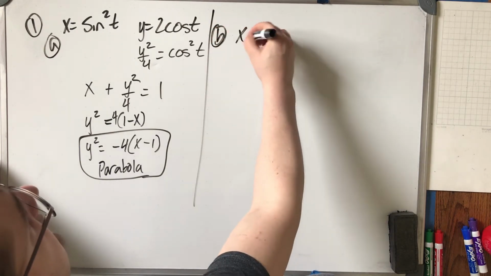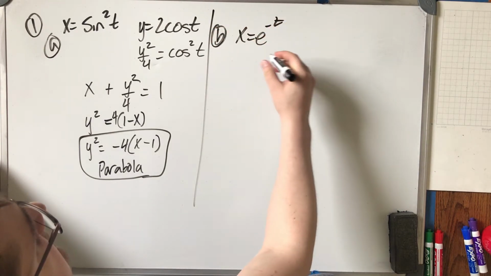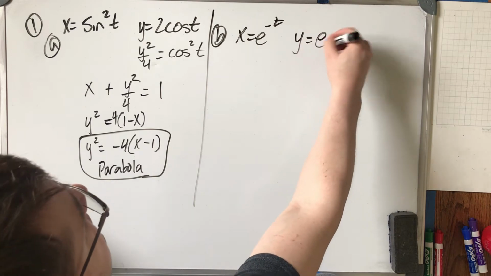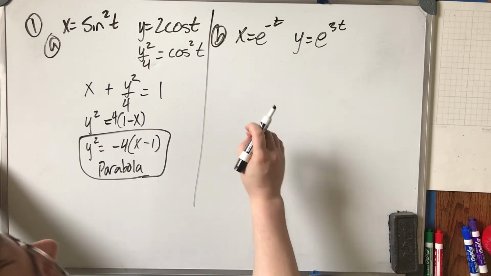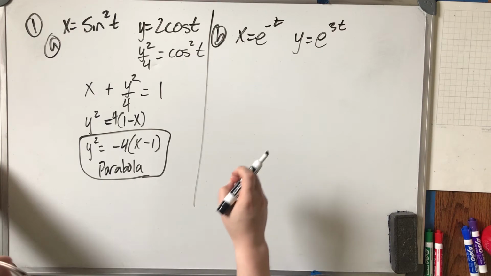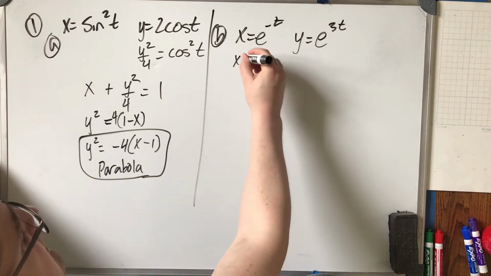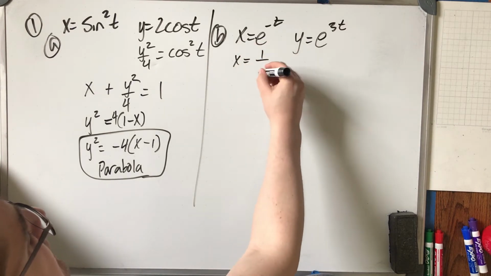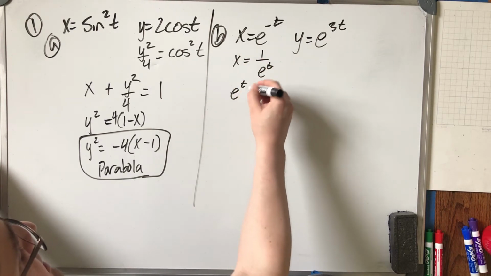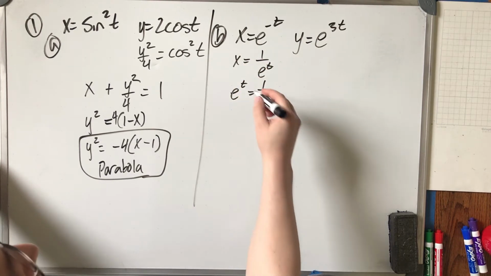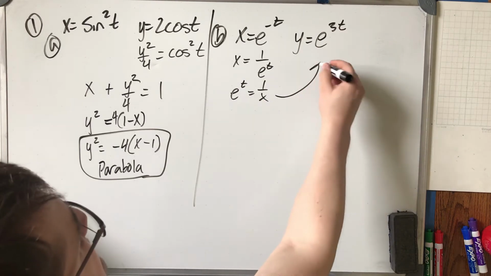B. x equals e to the negative t, y equals e to the 3t. So I'm thinking we're going to try to get something to equal e to the t, and that's what we'll substitute in. So I'm not going to actually solve for t. I'm just going to try to do that. So let's focus on this guy. That negative drops this to the bottom. If I multiply it over and divide, I'll get e to the t equals 1 over x. And I can substitute that into this one now.